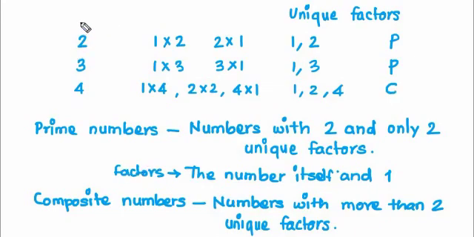Now what about 1? How can 1 be represented? 1 can be represented only as 1 into 1. And what are the unique factors of 1? Unique factors of 1 is only 1. So, as per definition, can we say 1 is a prime number? No, because prime numbers have 2 and only 2. So, it must have minimum 2. So, this is less than 2 factors. So, we cannot call it a prime. Can we call it a composite number? No, because composite numbers have more than 2 unique factors and it has only 1. So, 1 is neither a prime nor a composite number.